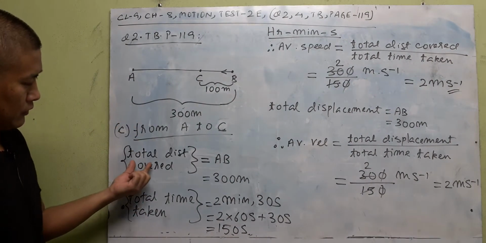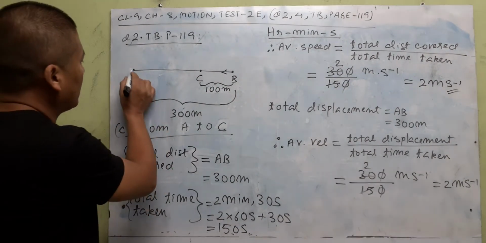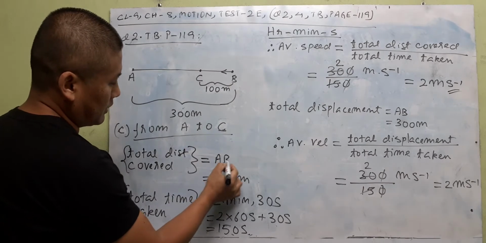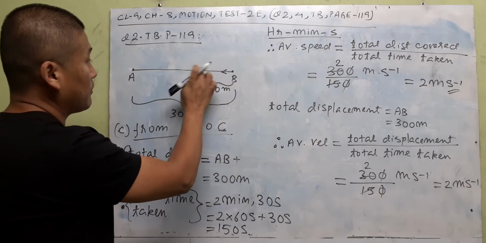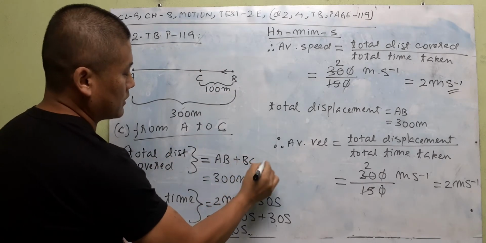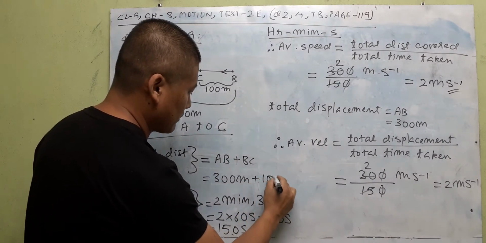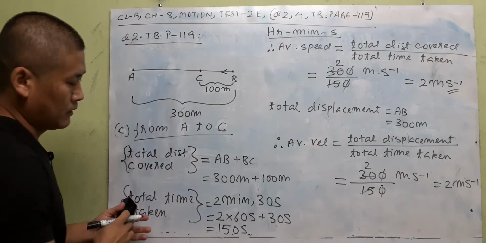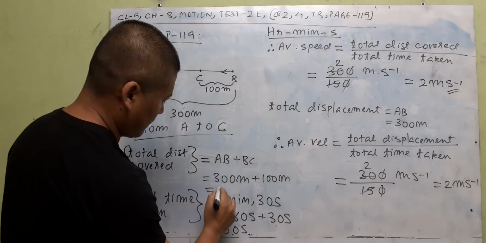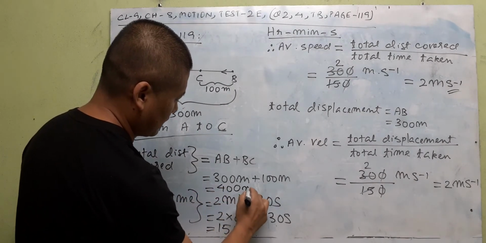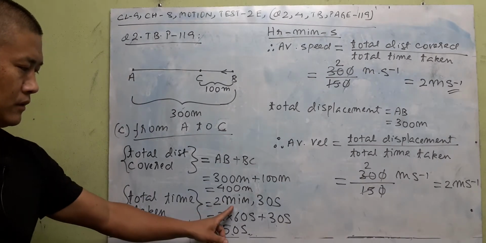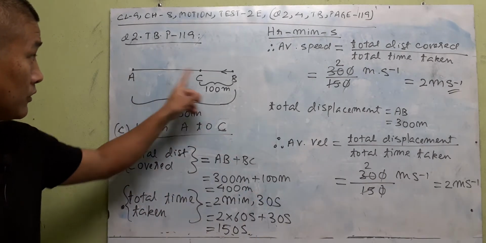Same process will follow. Total distance covered this time will be, he went from here to here, that's correct, AB, plus he came back to C, so BC. That's the only difference. So AB 300 plus BC 100 meter, back he came. So the total displacement will be this time 400 meter. Total time taken also 2 minutes 30 seconds from here to here.